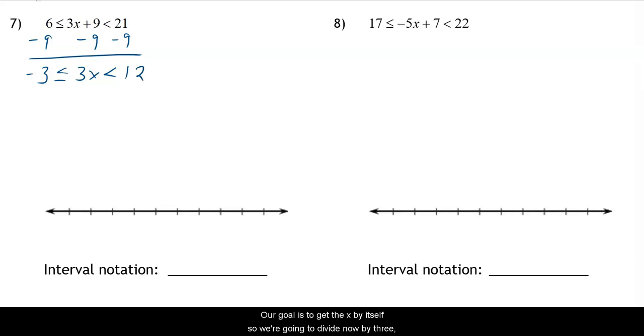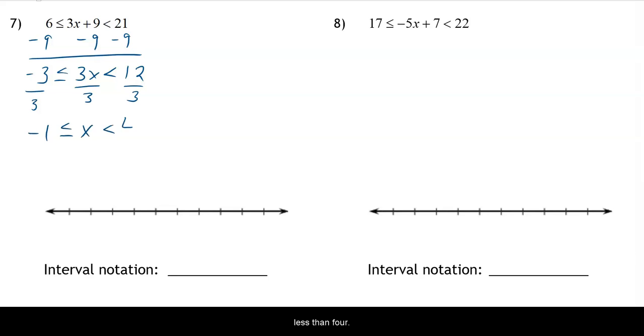Our goal is to get the x by itself, so we're going to divide now by 3, all three sections. Negative 3 divided by 3, negative 1, less than or equal to x less than 4.